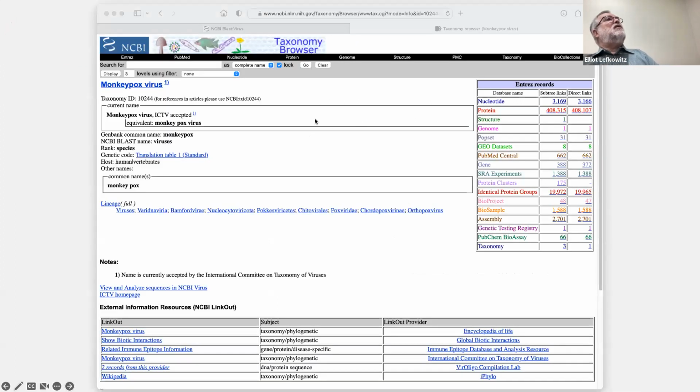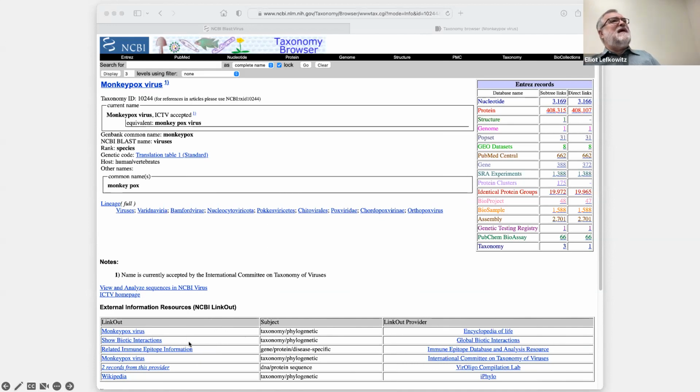We look at the record, as I showed you here, we look at the record for monkeypox, the taxonomic record at NCBI, and you see that full taxonomic lineage. We see that monkeypox virus is a particular species in the Poxviridae family of organisms. You can also, of course, get access to all sequence records. We come down here at the bottom and we see all of these links down here at the bottom.